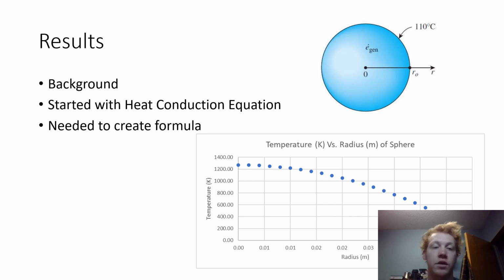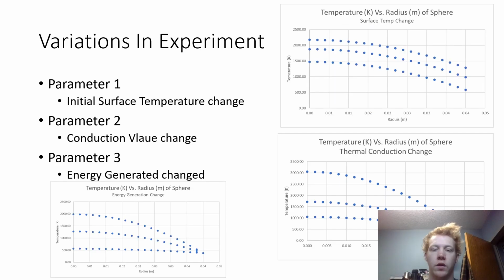This looks like a first order function. As you move from the center of the sphere, it becomes cooler. For this experiment, I changed 3 things, so I had 3 parameters. Here, I was able to change 3 things 3 times, if that makes sense. I changed it 3 times so that I was able to compare it to itself.